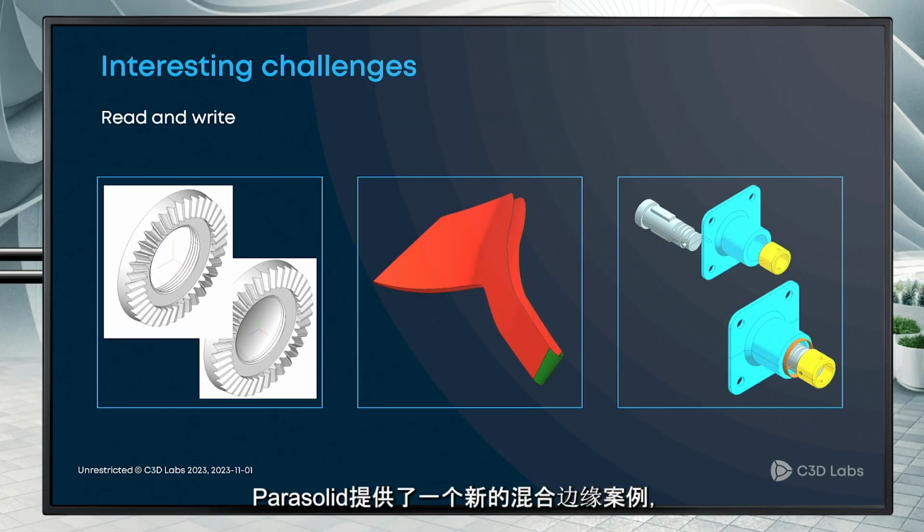The second figure shows how a new type of blended edge is processed. This blended edge came from Parasolid. And the last figure is the same model. We improved input from assemblies, whose parts were designed in different length units.